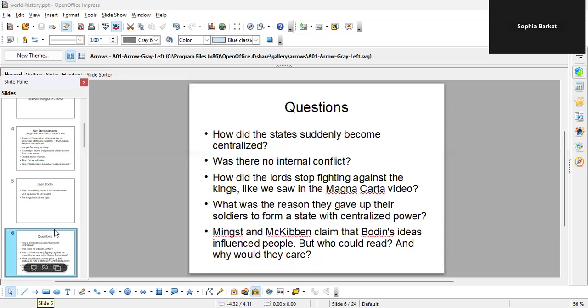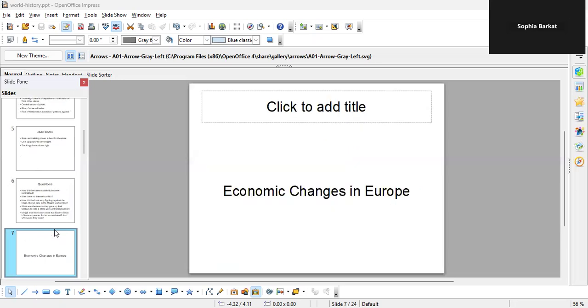Mingst and McKibben claimed that it's Bodin's ideas, right? But who could read at that time? How many people knew about Bodin's ideas even? And why would they care? So for me, I think some of these questions can be explained by looking at economic changes in Europe, which the book doesn't do.